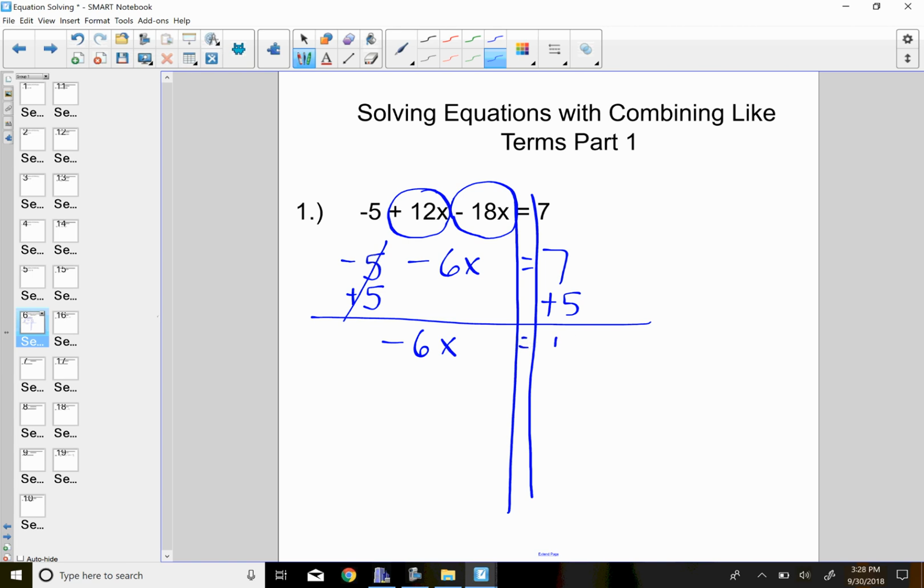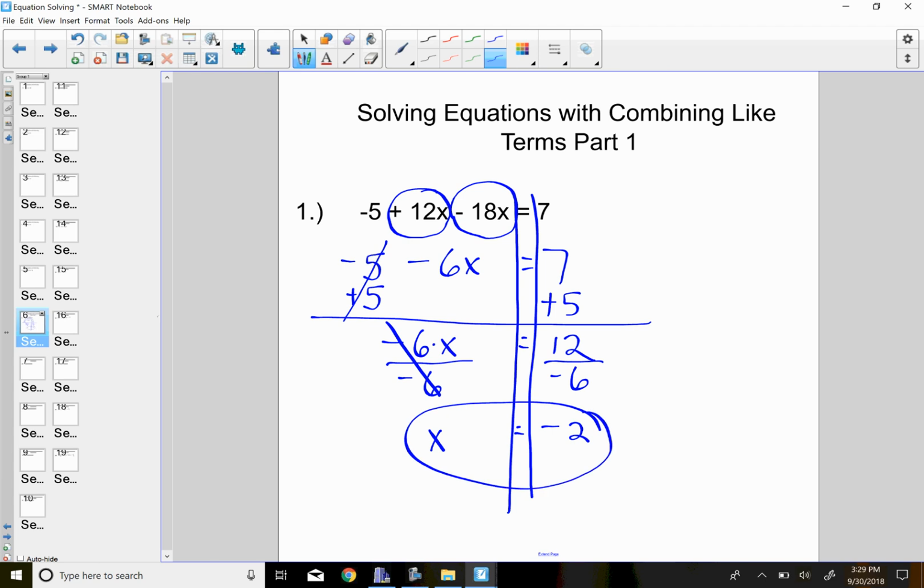Negative 6x equals 12. So if I go back to the variable, remember you're looking between this negative 6 and x. There is no symbol, so that means it's multiplication. So I do the opposite of multiplying, and I'm going to divide. Whatever I do to one side, I have to do to the other side. Negative 6 divided by negative 6 is 1. There's one x. There's an x here. And 12 divided by negative 6 would be negative 2.